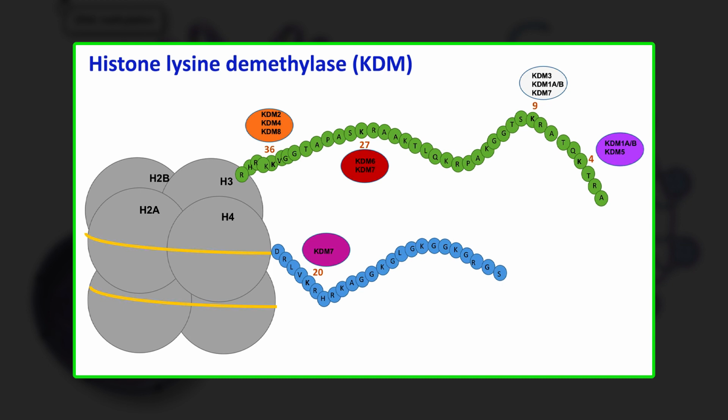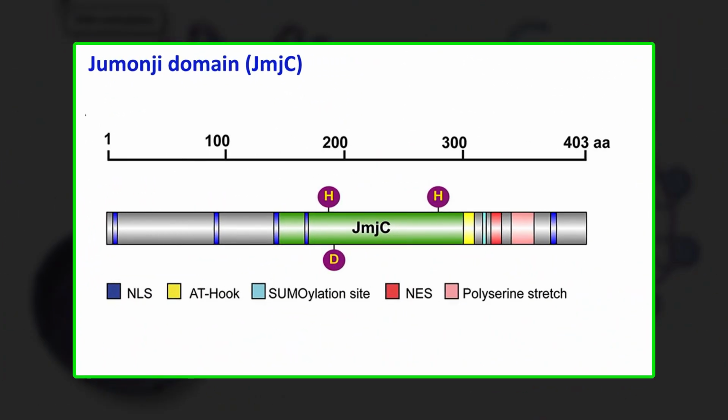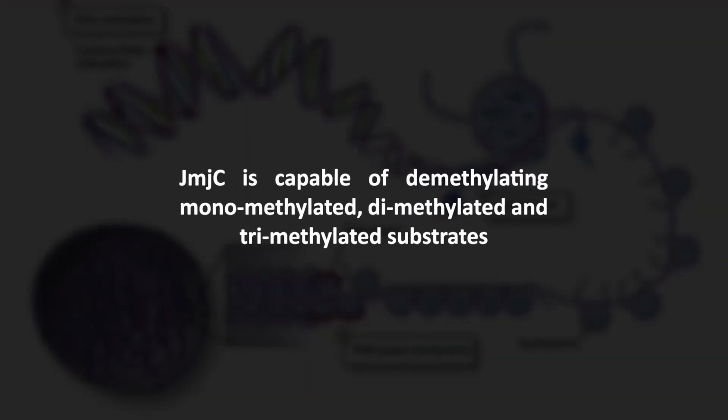Histones H3 and H4 can also be manipulated through demethylation using histone lysine demethylase. This recently identified enzyme has a catalytic active site called the Jumonji domain, or JMJC. The demethylation occurs when JMJC utilizes multiple cofactors to hydroxylate the methyl group, thereby removing it. JMJC is capable of demethylating mono-, di-, and trimethylated substrates.